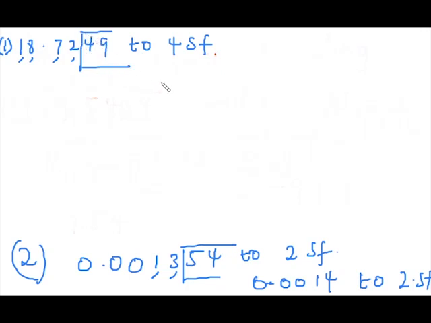So the 4 is between the range of 0 to 4. That means it should be rounded down to 0. This means that we have 18.72. If we round this one to 0 and add it to 2, it's still 2. So this number becomes this number to 4 significant figures.